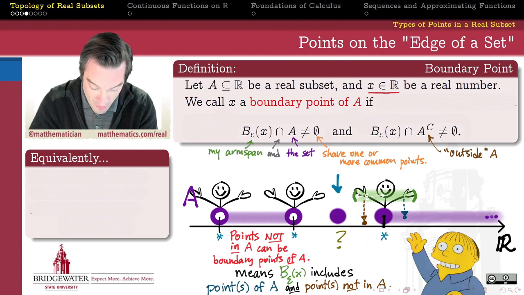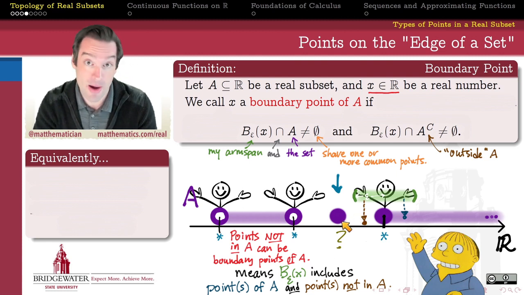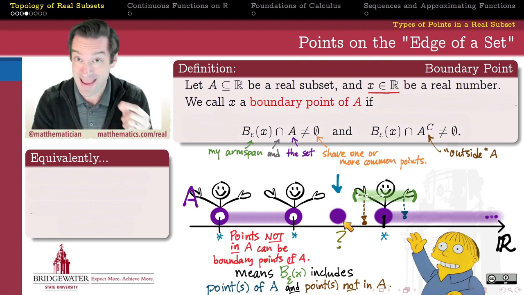So, what about this isolated point? What do we think about it? Should this isolated point here in the middle be a boundary point? Should it be an endpoint? Should it be an edge of my set?